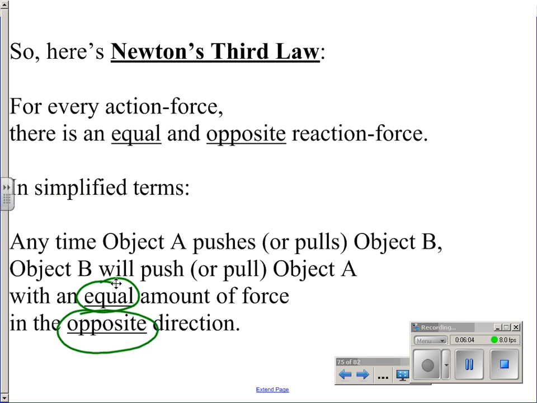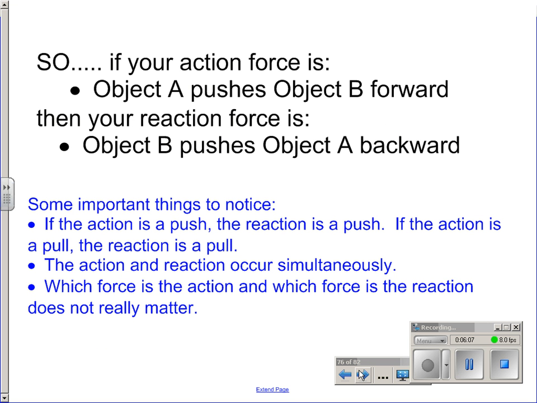So, here's what that means. Suppose you've got an action force. Object A pushes object B forward. Your reaction force then is going to be object B pushes object A backwards. So, action, A pushes B forwards. Reaction, B pushes A backwards. So the idea is, in most of these problems, you're going to be given an interaction, and you're going to figure out what your action is. So it'll be object A pushes object B in a certain direction.